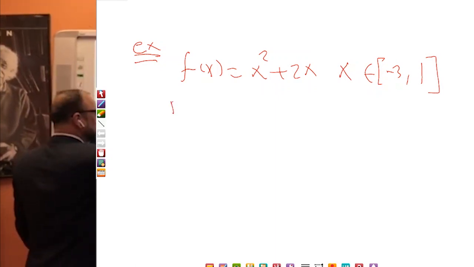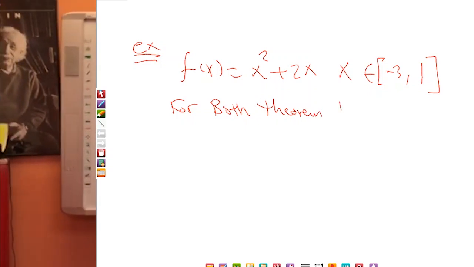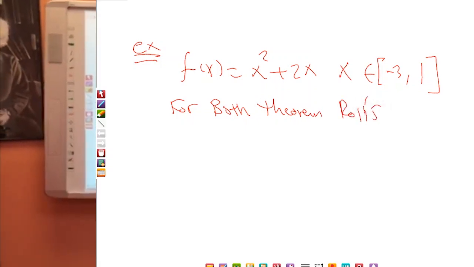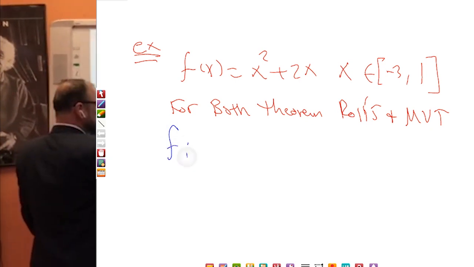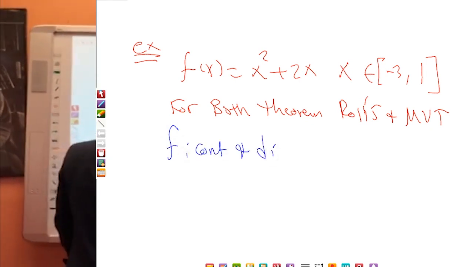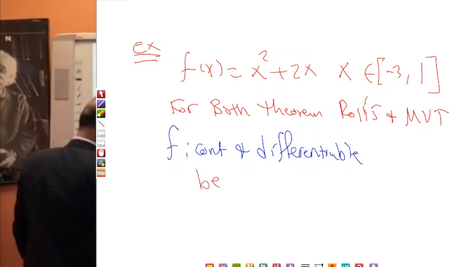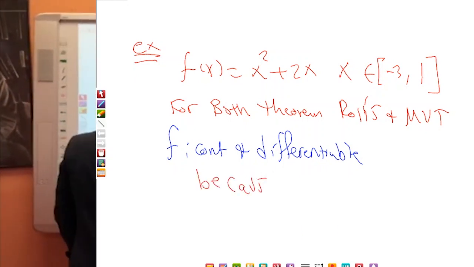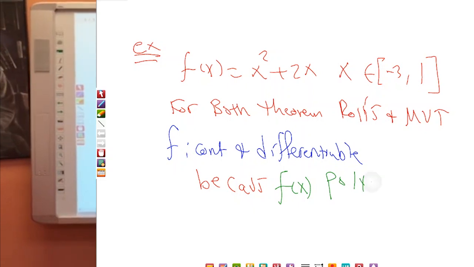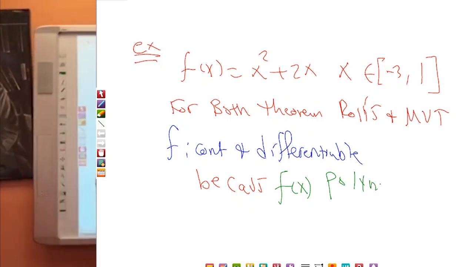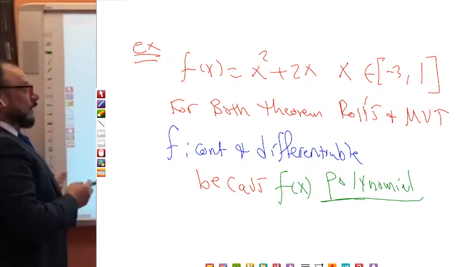Look, for both theorems, Rolle's and MVT, f is continuous and differentiable, because that's a polynomial. Good job, Ismail. f of x is a polynomial. Good? Now, one condition is left.